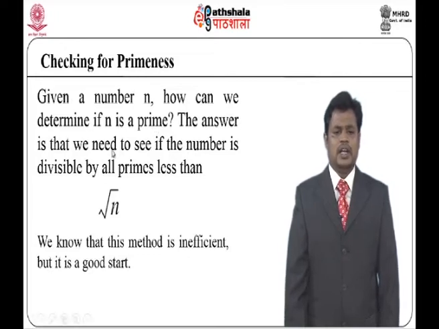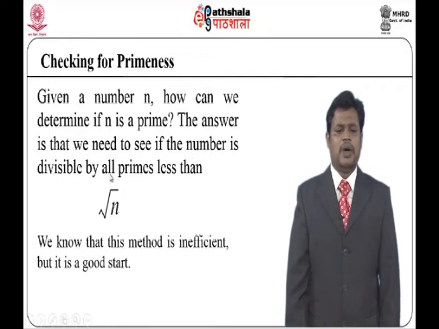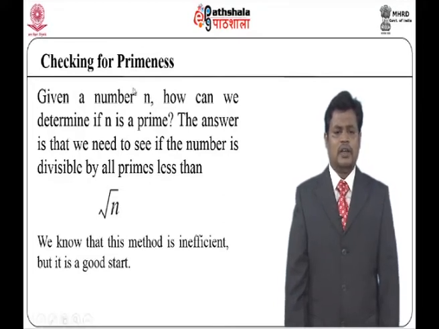The answer is that we need to see if the number is divisible by all primes less than its square root. It is a very simple method. For example, I take 100; the square root of 100 is 10. I take all the prime numbers less than 10 and start dividing, and I see whether it is divisible or not. If it is not divisible, I say that it is a prime number. But this may be a very simple method, but it is not an efficient method according to our algorithm.